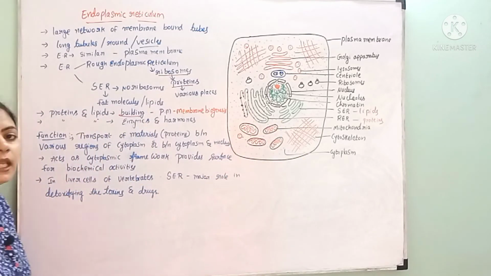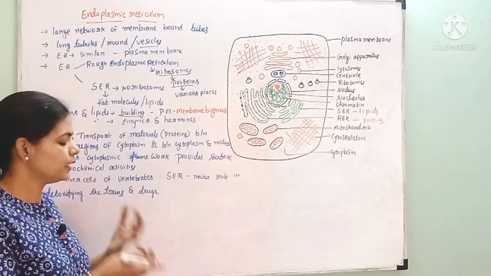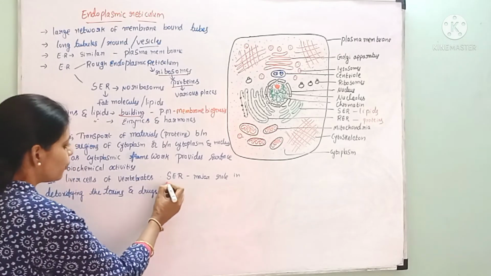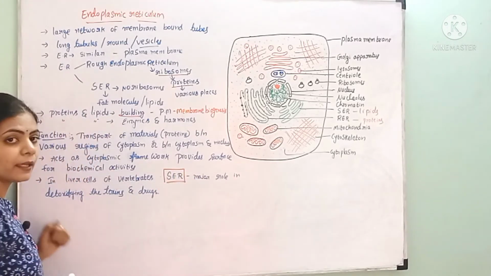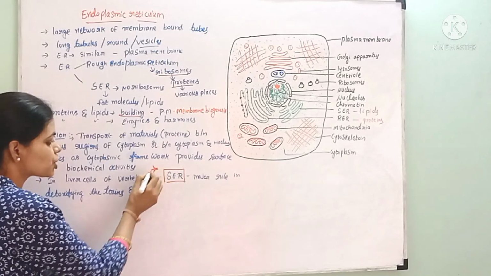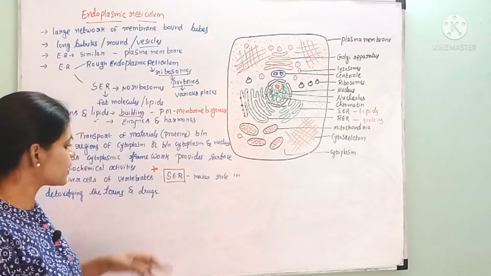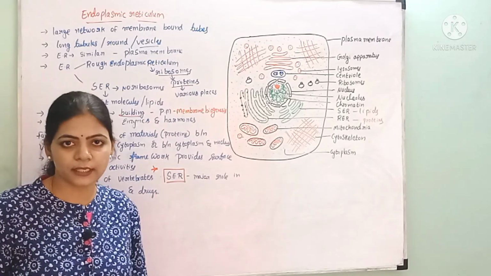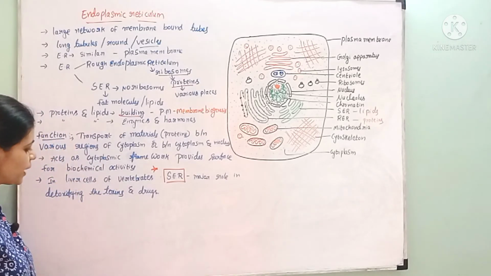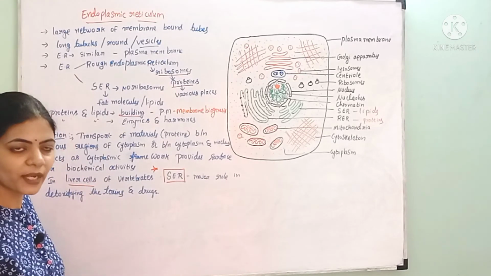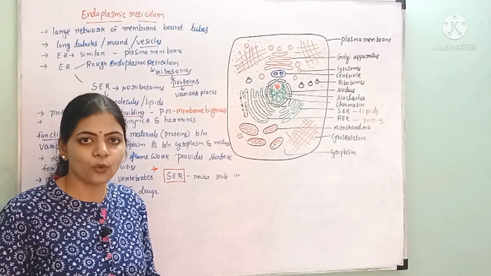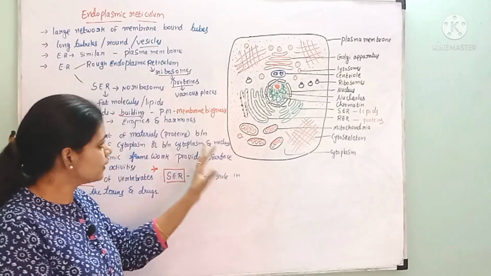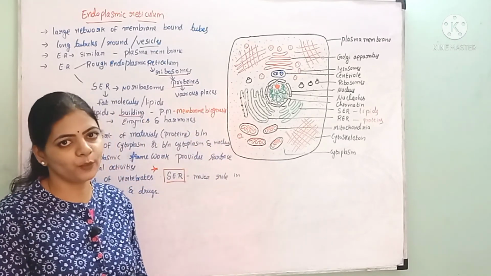And if you see in the liver cells of vertebrates, if any drugs or toxic substances enter, the smooth endoplasmic reticulum plays a major role in the detoxification of drugs and toxins. So what is the major function of the smooth endoplasmic reticulum? If any drugs or toxic substances enter the body of a vertebrate, the liver cells containing smooth endoplasmic reticulum play a major role in the detoxification of those poisons or drugs. So these are the main features of the endoplasmic reticulum.